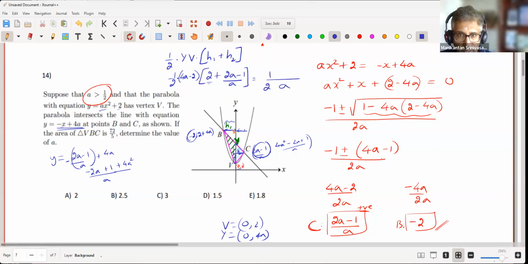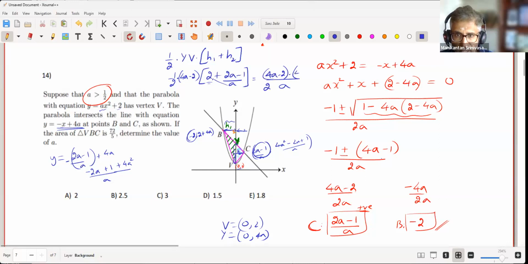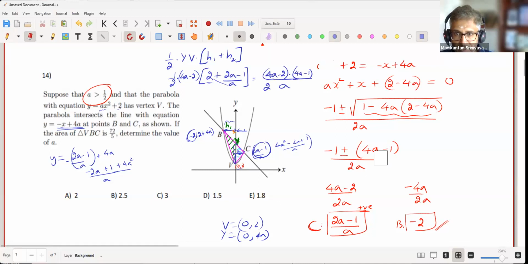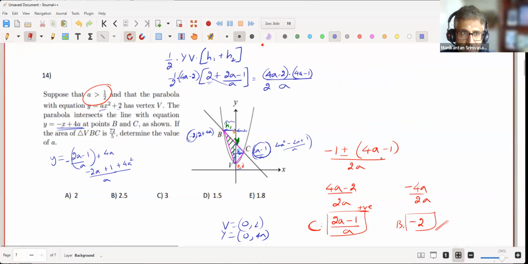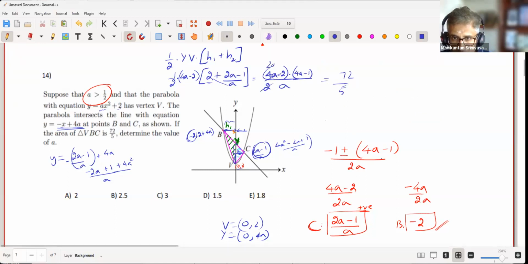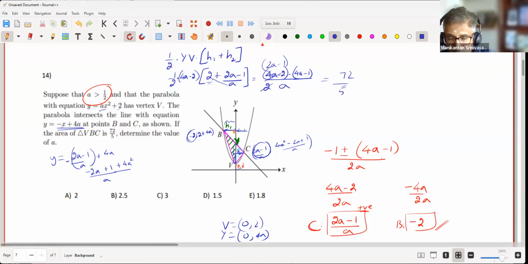So 1 by 2a, and this is 4a minus 2. Okay, and this is 2a plus 2a, so 4a minus 1, I believe, right? Now this is given to be 72 by 5. I'll make space here and solve for a. If I did any silly mistake, please stop me, guys. Okay, I can cancel one of the 2a's here, so 2a minus 1. I always look for cancellations.